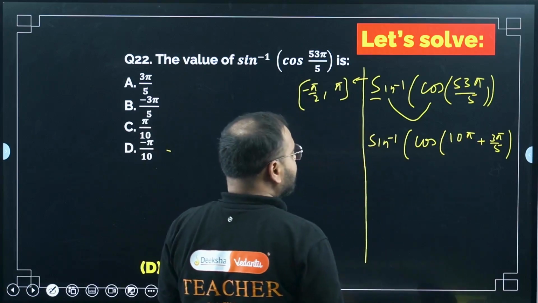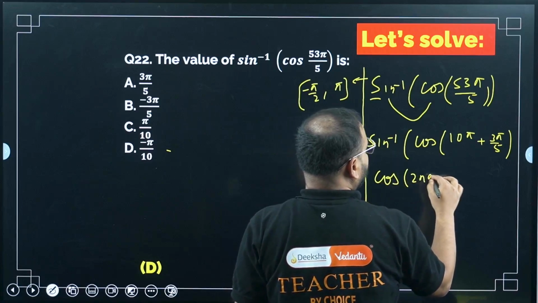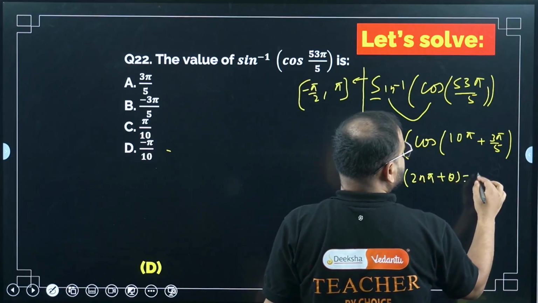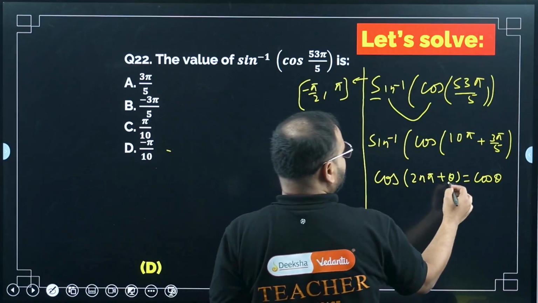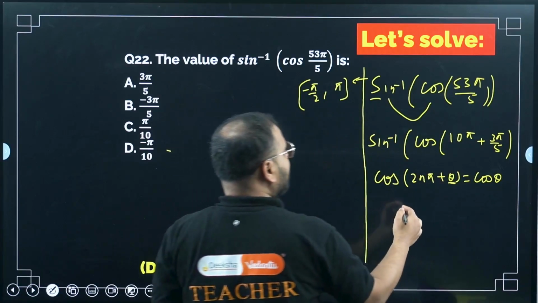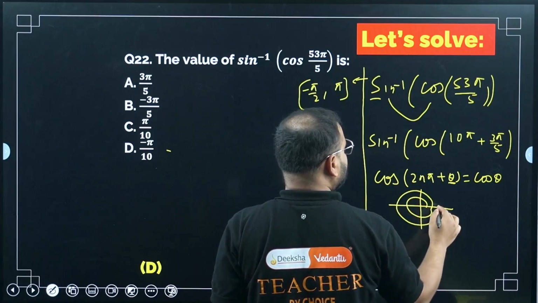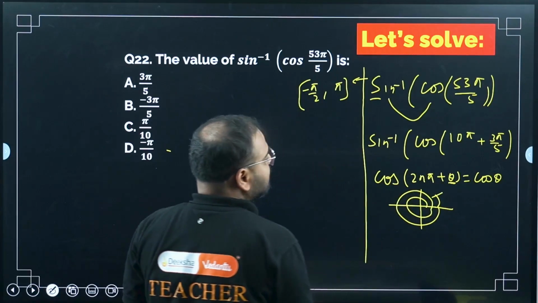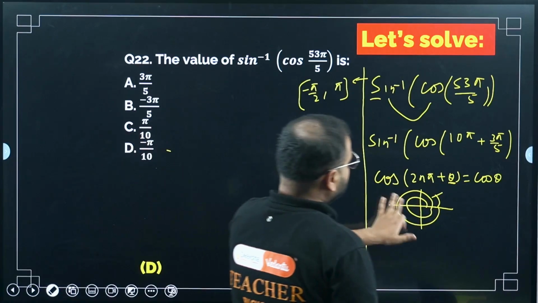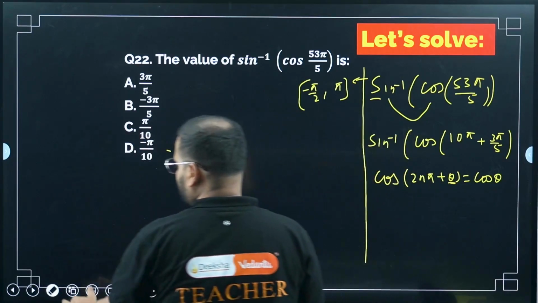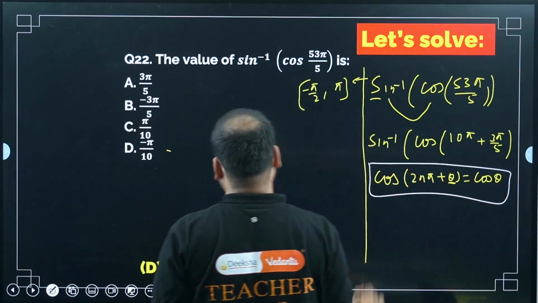One more thing. We know that cos of 2n pi plus theta is simply cos theta. Why? Because 2n pi will take some rotations, so n times will take rotation and this angle will come in first quadrant. So for that reason, cos of 2n pi plus theta is cos theta. I hope you understood this. Just remember this.